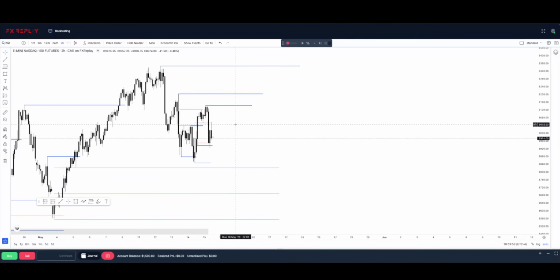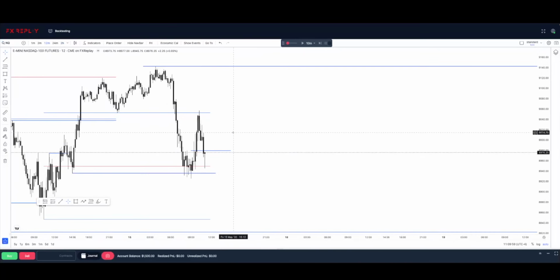But let's continue. Back to the 12. Play out a few bars. Okay, I like this. This is what we call a layup candle.